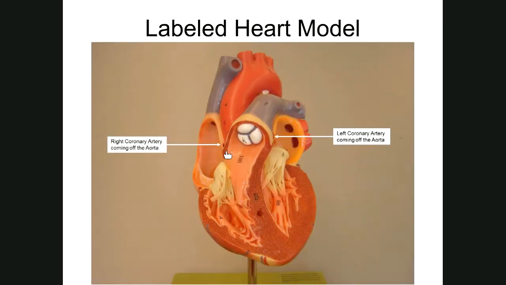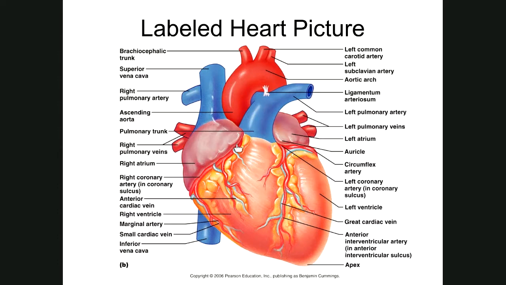Now on your heart model, you can see them where they exit off of the aorta on this side, the right coronary artery coming off the aorta. The left side is going to be a little harder because the pulmonary trunk is covering that, but you can still see the left coronary artery coming off the aorta there. So you can at least see them on the models. On our labeled picture here, you can see the right coronary artery going to the right side. You can see the left one has split into the circumflex, which goes around back, and the anterior interventricular, which comes down the front.